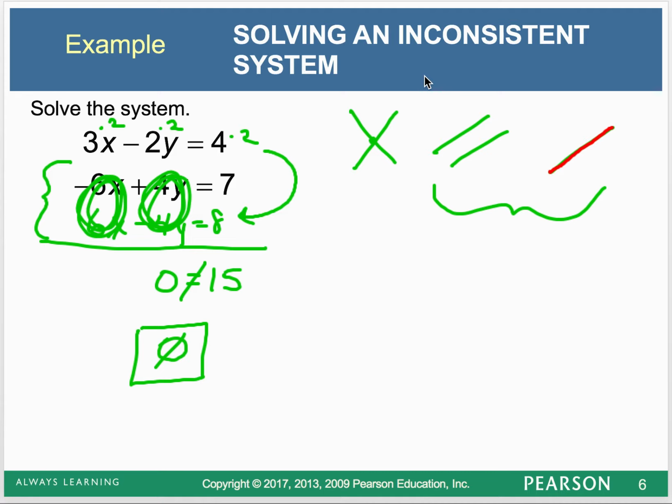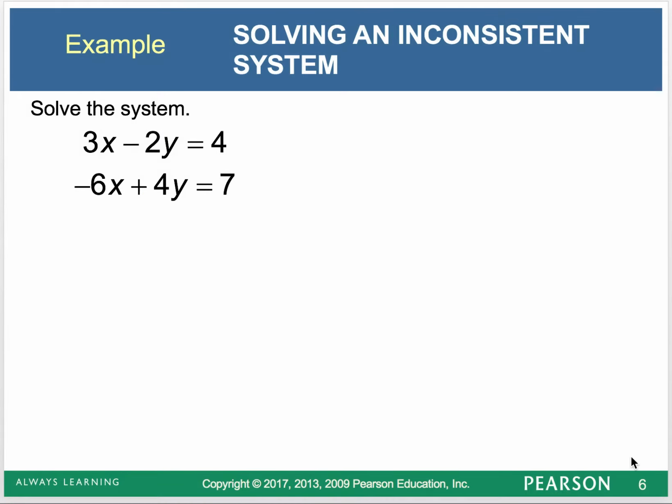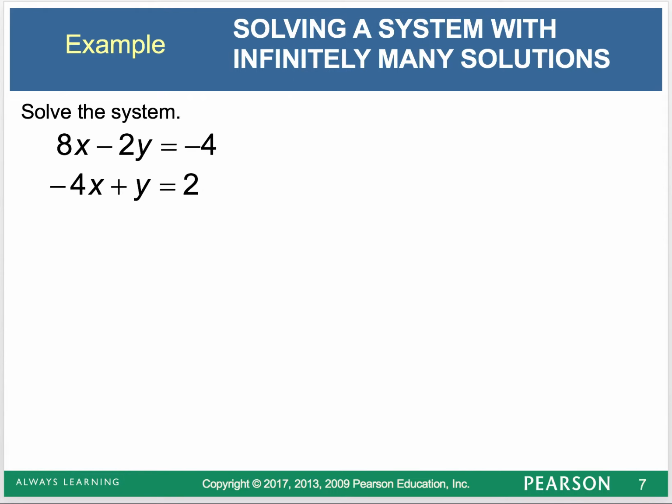It's inconsistent. Had we got something true, like 15 equals 15, I'd say, oh yeah, that's true. That's true all the time. That would mean it's this. It's actually the same line, right? And we'll talk about, probably in the next one, how to leave our answers for that, with infinitely many solutions.